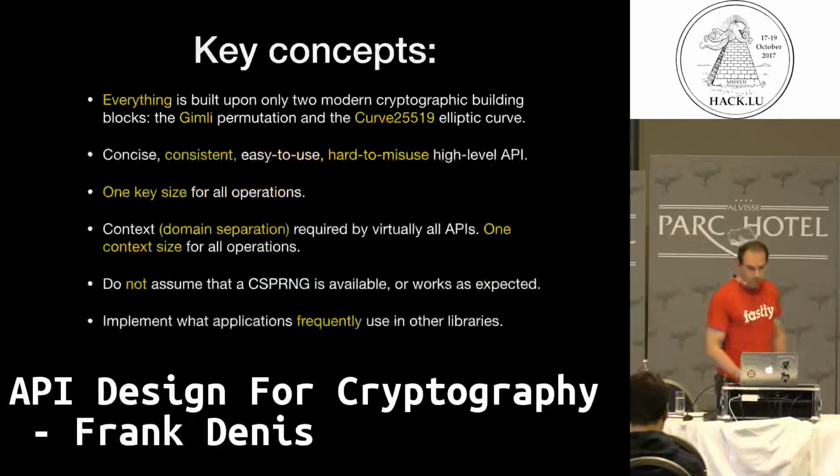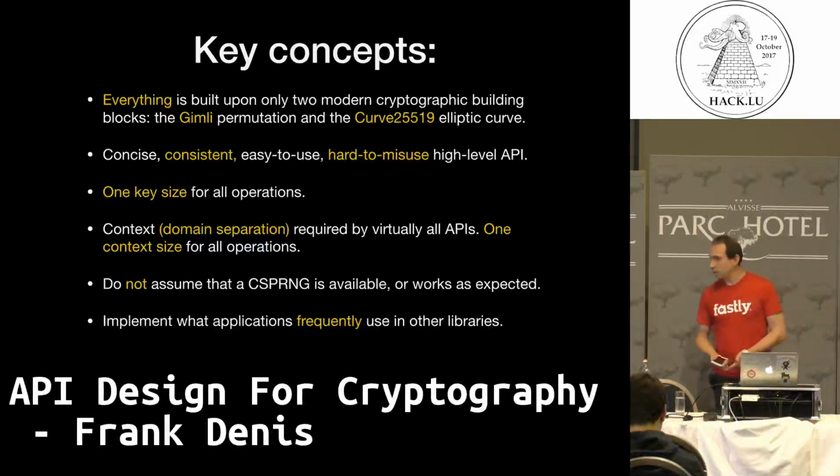So, some key concepts. The crypto in hydrogen is pretty interesting, but this is not the topic today. But it has to be really hard to misuse and consistent. One example of consistency is that it's using just one key size for everything. If you do hashing, if you do signing, whatever, this is going to be the same key size, just to avoid confusion and to avoid bugs. So maybe because it's the same key size, you're going to reuse a key, right? Well, the thing is, context is mandatory everywhere. So you don't get this kind of bug either.